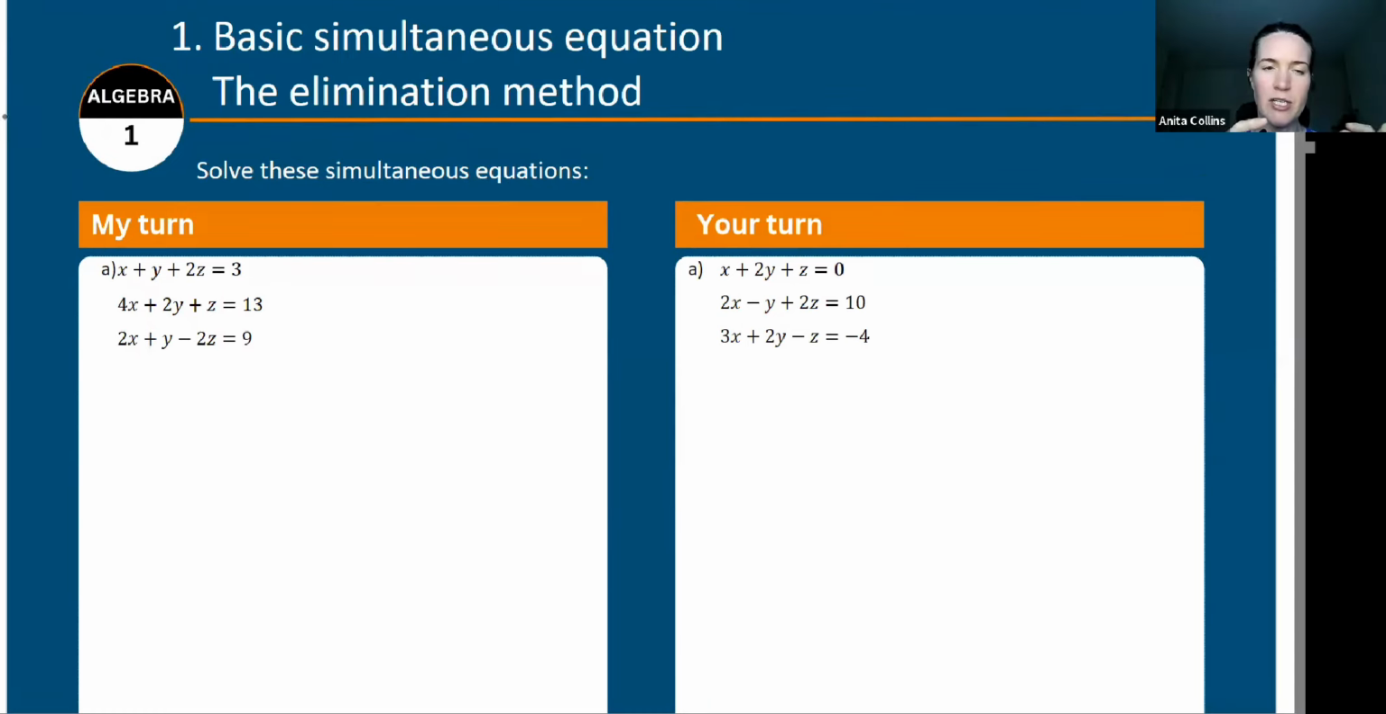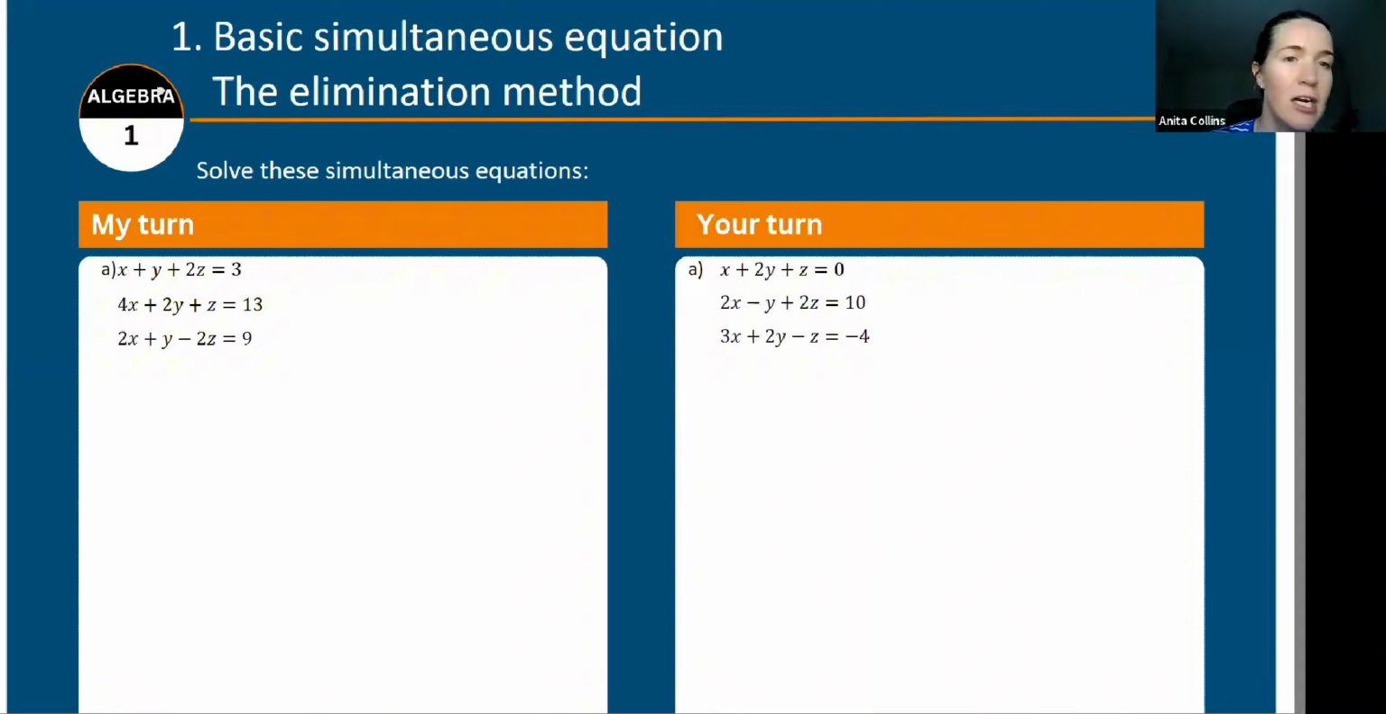We have three equations. What we want to do is pair up two of them and then another two. So maybe these two and then these two, or maybe the first and last. We'll see in a minute. But the idea is that if we can eliminate the same variable or the same letter from each of our two pairs of equations, then we'll be in a situation where we just have two equations with two variables rather than three equations with three variables.